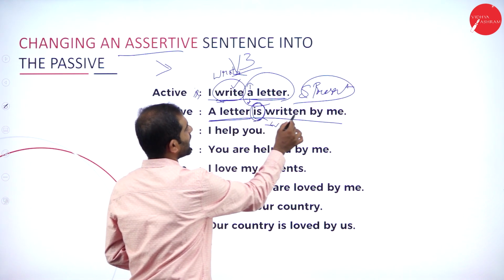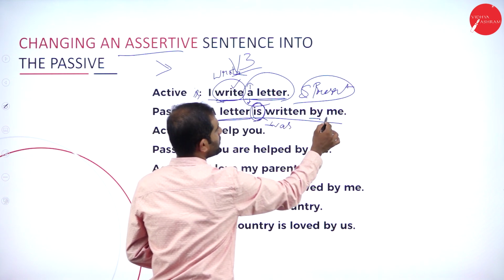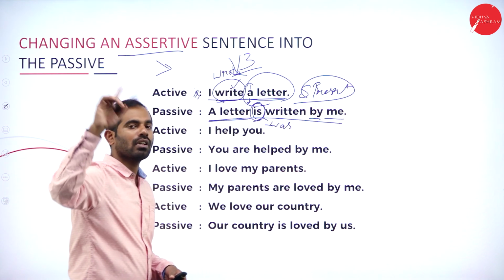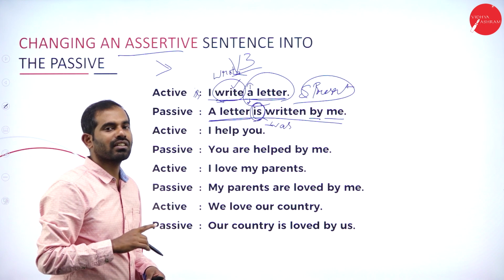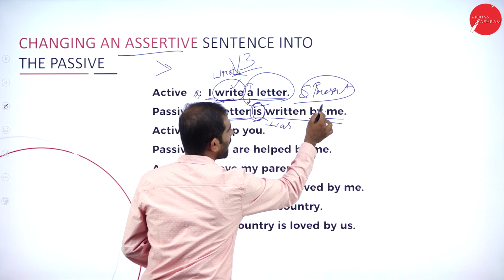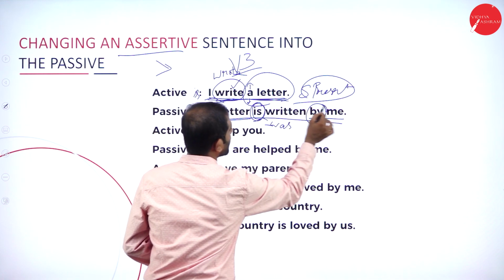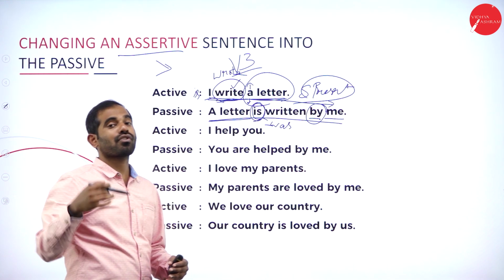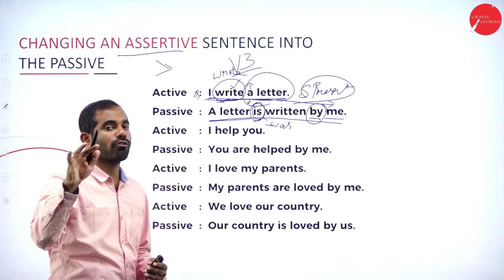A letter is written by me. I becomes me, as I told you. Try to recall, change in the subject. Simple. Written by, we are going to add by and I becomes me. Very simple. Try doing it. You can score 4 marks.